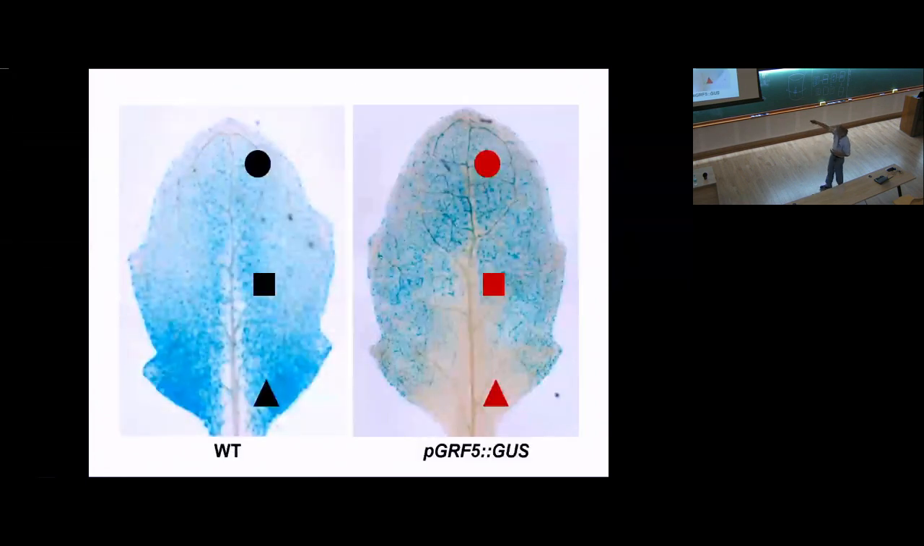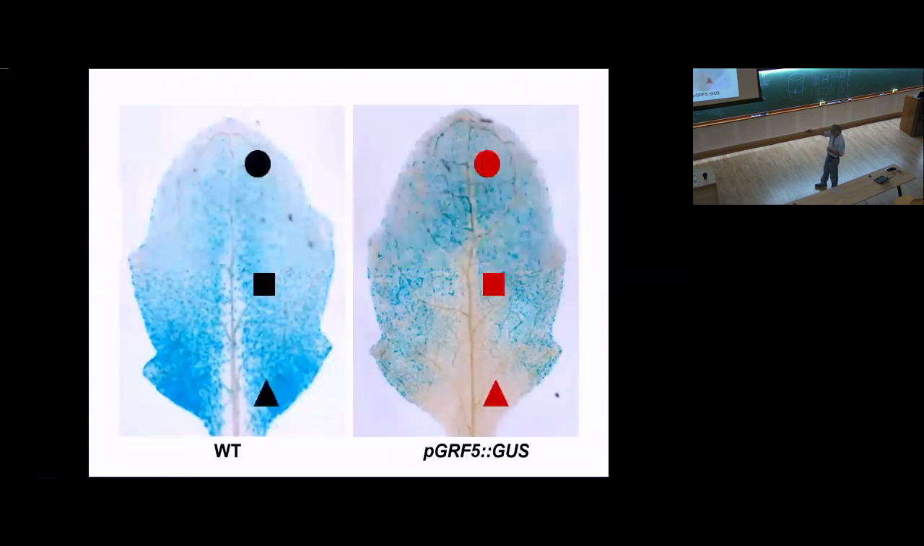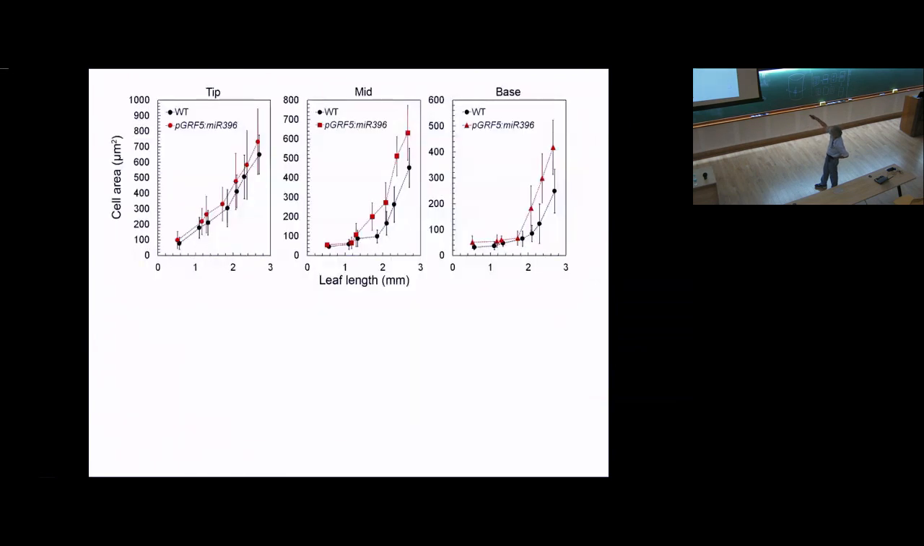So basically, the maturity here and here in the transgenic and wild type hasn't really changed because you haven't done anything there. But at the base, where you have made the changes, that is, you have expressed the microRNA, you see there's a larger difference. Initially, it is not, but at least at a later stage, the transgenic cell size increases at a faster rate compared to the wild type. So maturity is to some extent advanced at the base and to some extent at the middle as well.